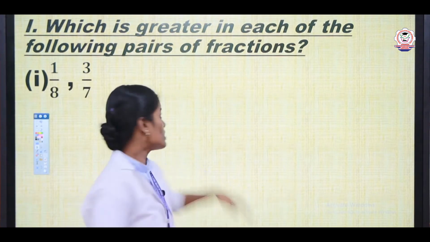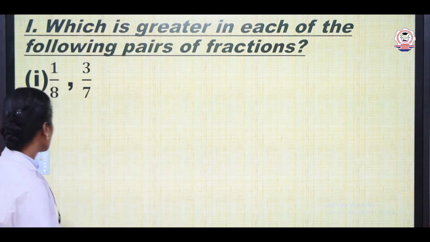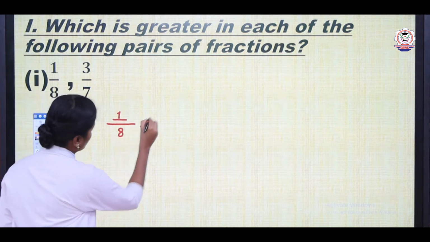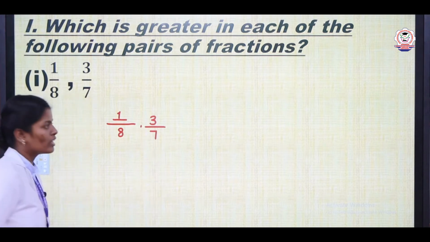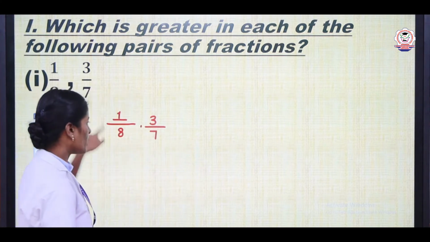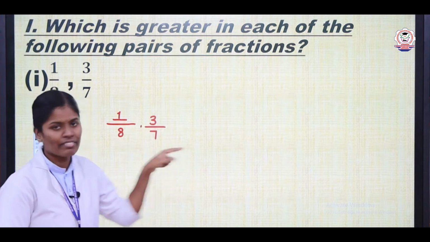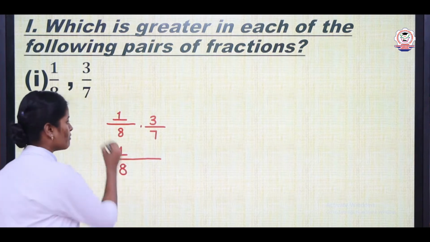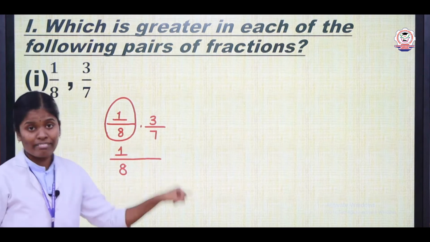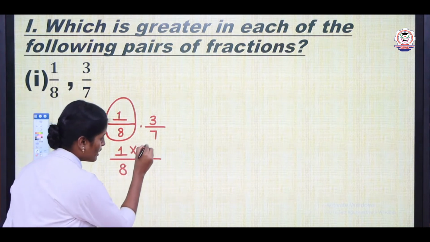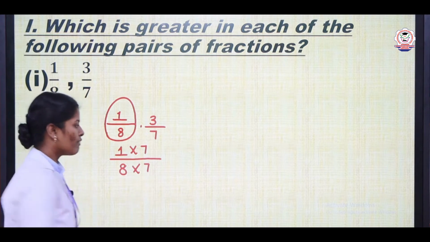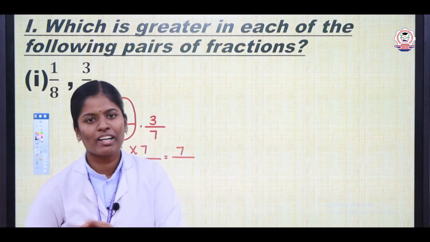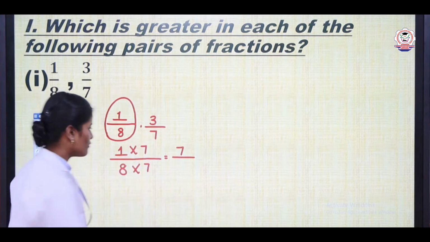Now we have the question: 1 by 8 and 3 by 7. We have two fractions. The first one is 1 by 8 and the second one is 3 by 7. Take 1 by 8. What is the opposite denominator value? The opposite denominator value is 7. So take 7. 1 sevens are 7. Now tell me Purtika, 8 sevens are? Very good, the answer is 56.